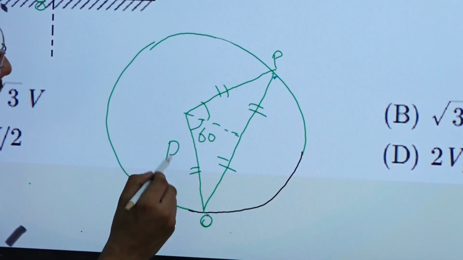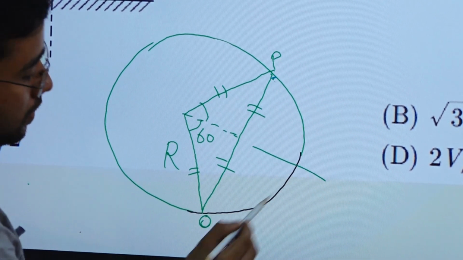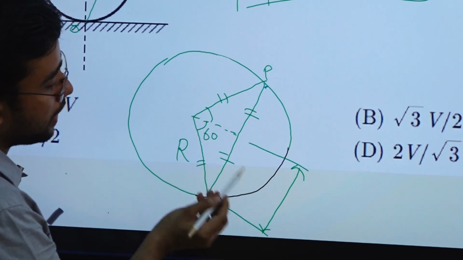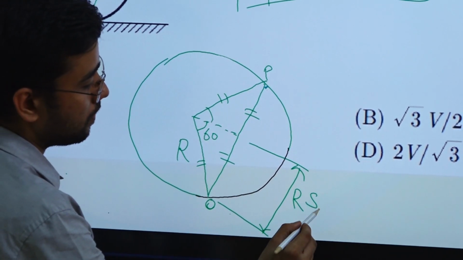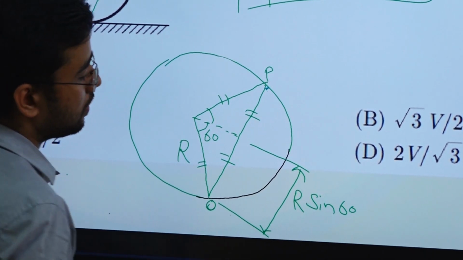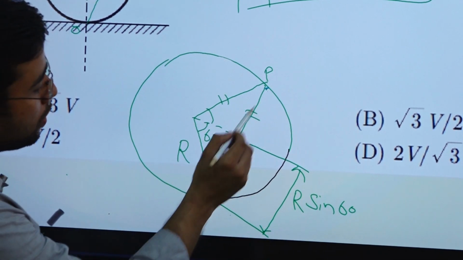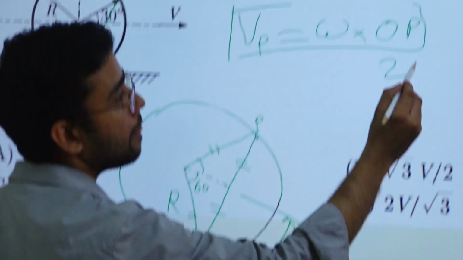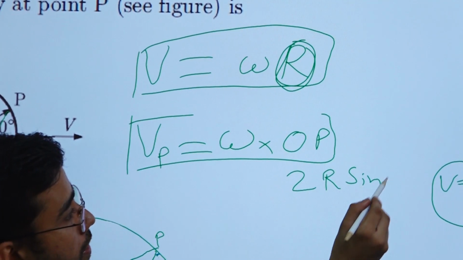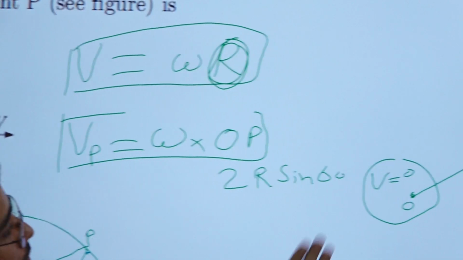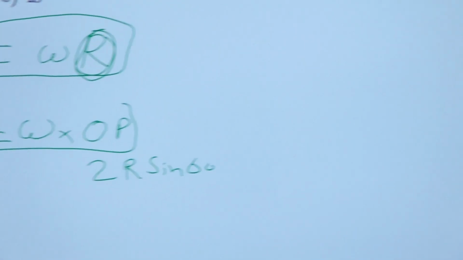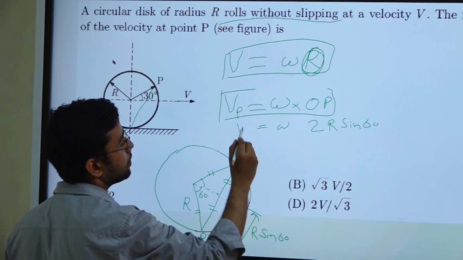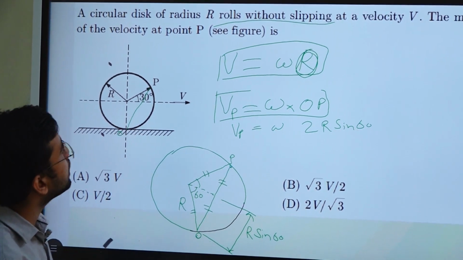This is r, the radius, then we can easily find out the distance between them from here to here, r sin 30, sin 60, sorry, right? So this will be r sin 60, the whole length OP will be 2r sin 60. So the OP will be 2r sin 60, right? Okay, so once we get OP and we have already omega, we can find out VP. Okay, now we have to just put the values.